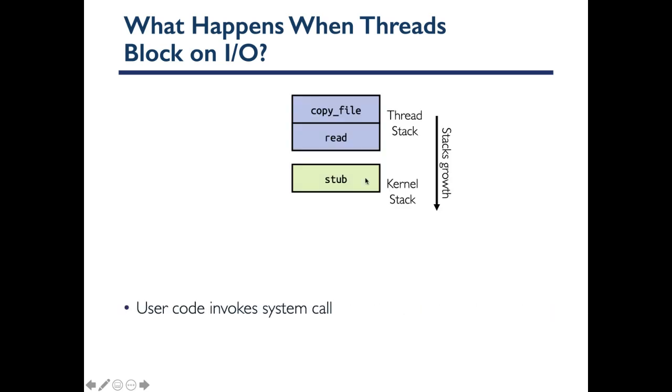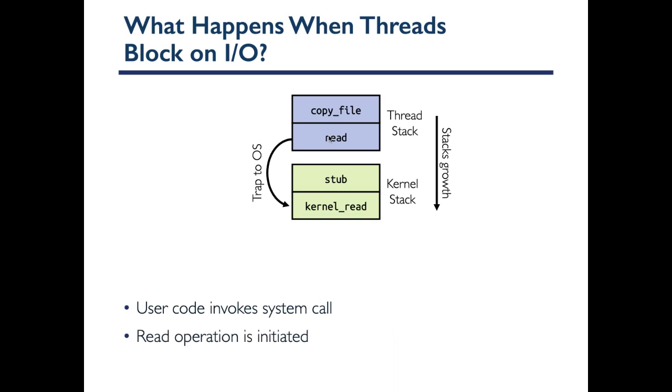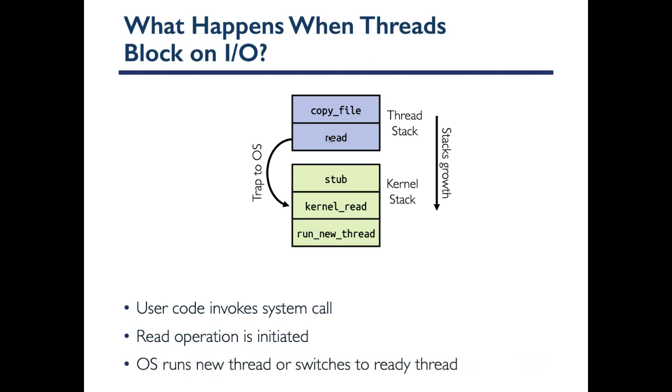Let's say that we have a thread that is copying a file. When you call copy file, inside that you're going to call a read, hopefully, and then this read is going to trap to the OS and call a system call, kernel read, and this will initiate the read. If you remember the top and the bottom halves of the driver, this is potentially calling the driver and doing stuff. It does initiate the process, but hopefully we don't want to wait here and do nothing. We want to start running someone else. So at this point, you actually call run new thread.